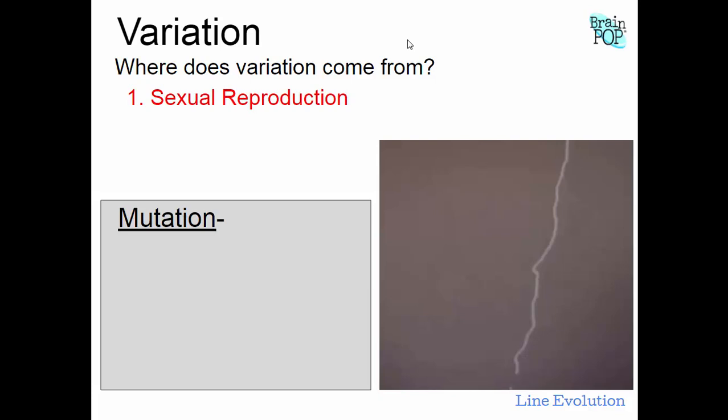So one is because of sexual reproduction. So you know you're not identical to your sibling, right? Even though you have the same exact parents, and you came from the same genetics from each of those parents, you're not identical to your siblings. And that's because when sexual reproduction takes place, the offspring get half of their genes from the mother, half from the father. Which half you get from each parent is random. And so you happen to get a different set of genes and chromosomes from your mother and your father versus your brother or your sister.